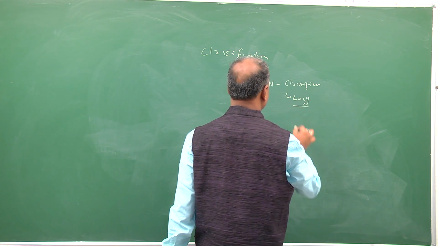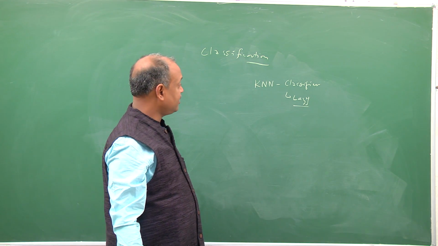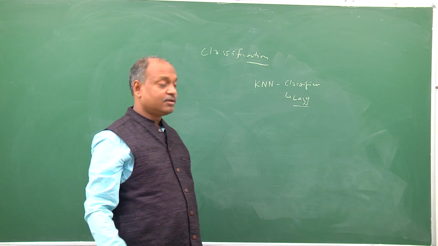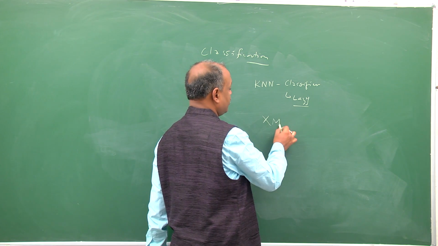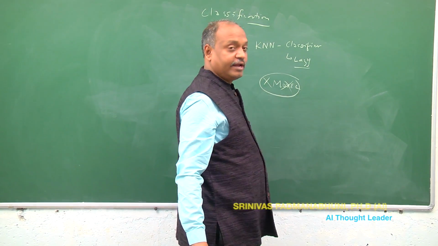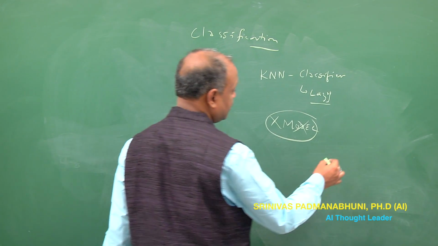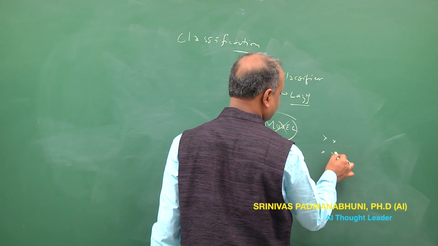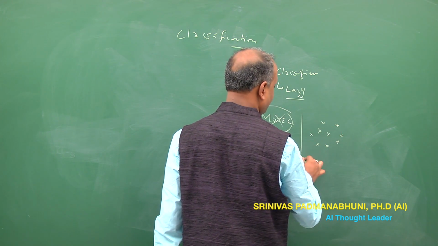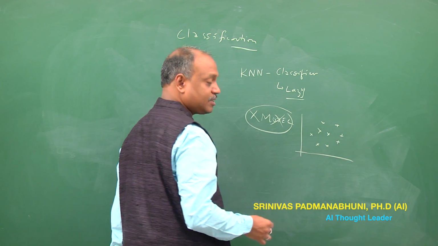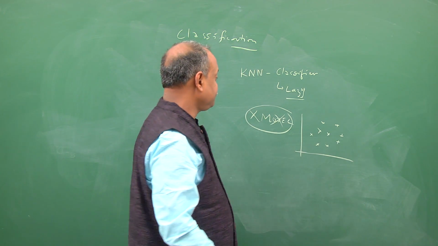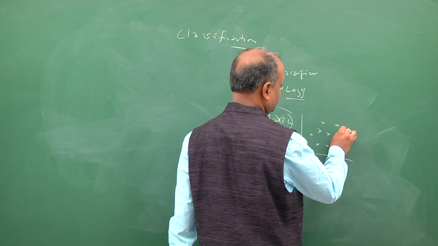KNN, which is also known as the K nearest neighbor classifier, is called a lazy classifier because in this case we do not generate a model. Instead, suppose I have a set of points, two classes, say x and plus. You take any point which you want to predict the class for. So let's say we are talking about this one.